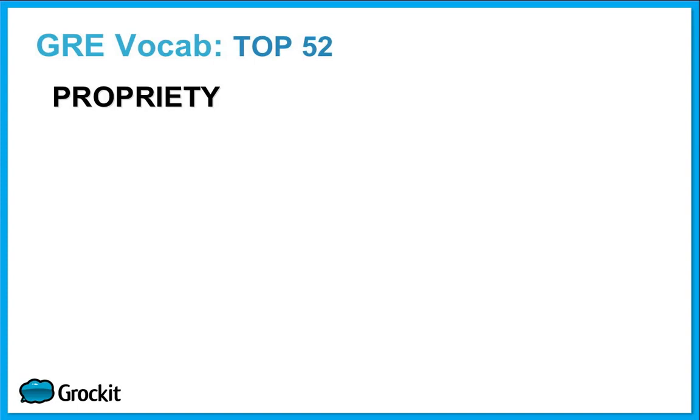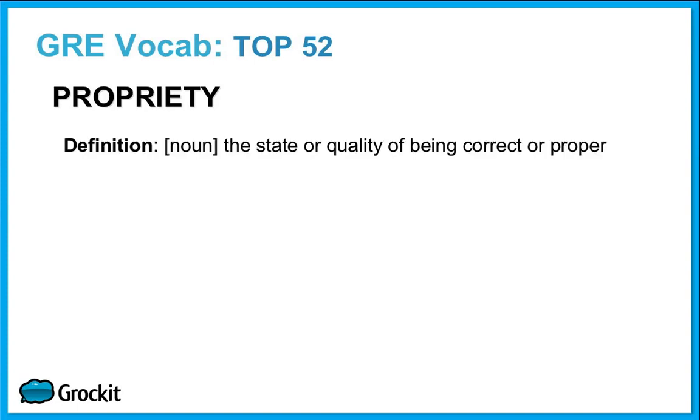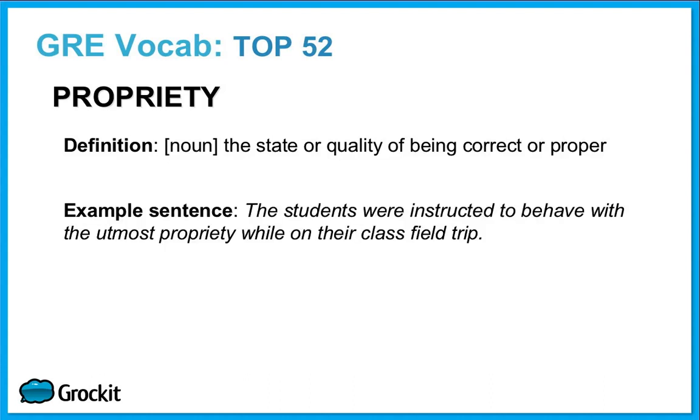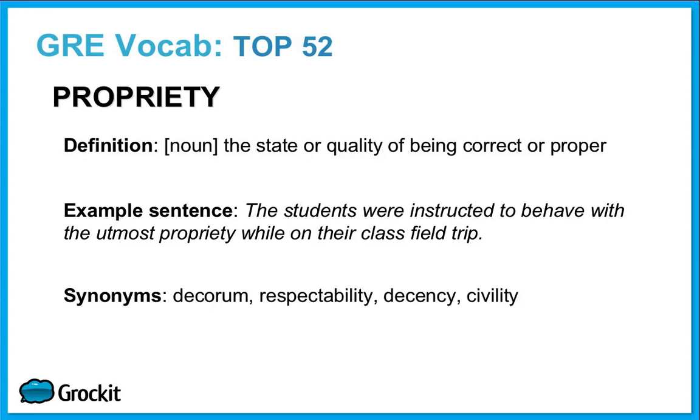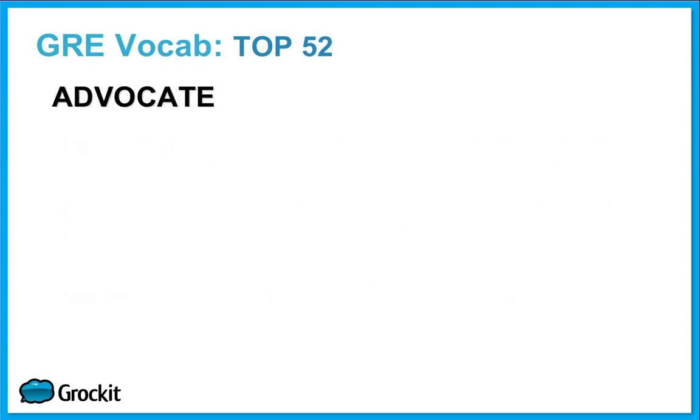Propriety is our next word. This one is 32. It's the state or quality of being correct or proper. The students were instructed to behave with the utmost propriety while on their class field trip. Decorum, respectability, decency, and civility are synonyms. Advocate is our next word.